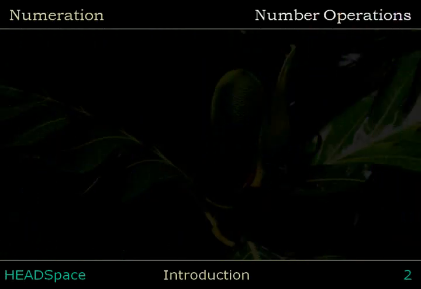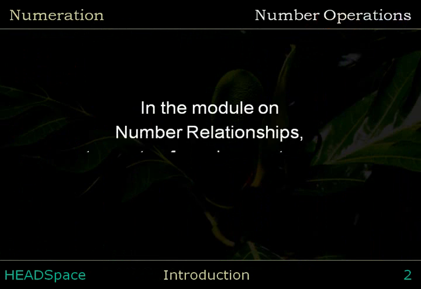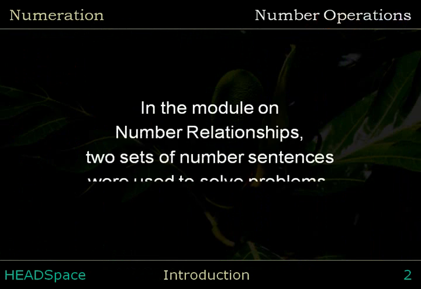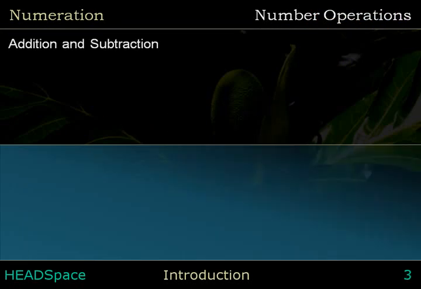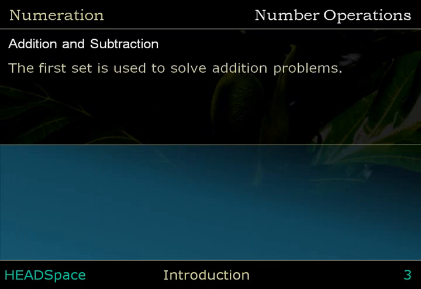Introduction. In the module on number relationships, two sets of number sentences were used to solve problems: addition and subtraction. The first set is used to solve addition and subtraction problems. 2 plus 3 equals 5. 5 minus 3 equals 2.